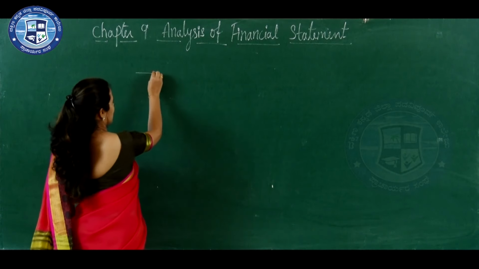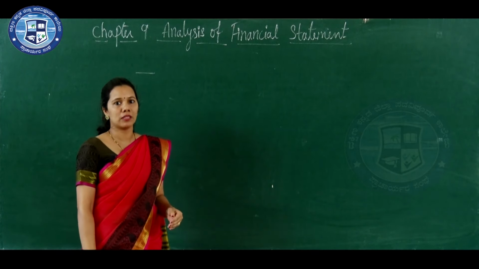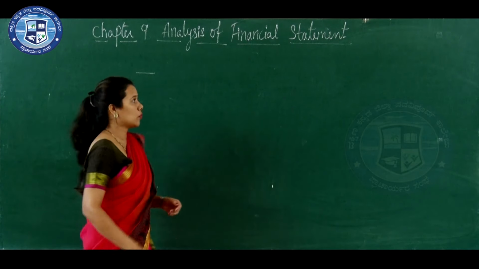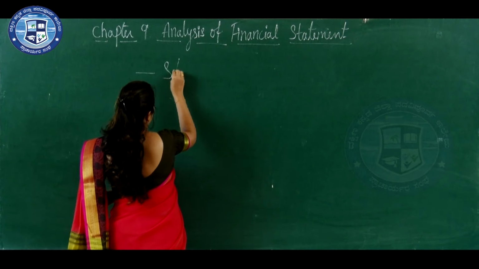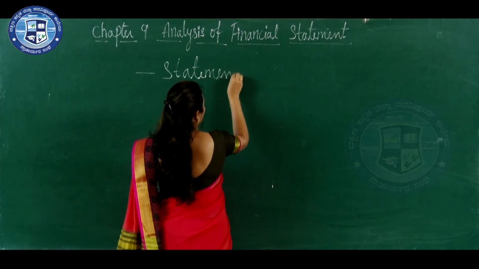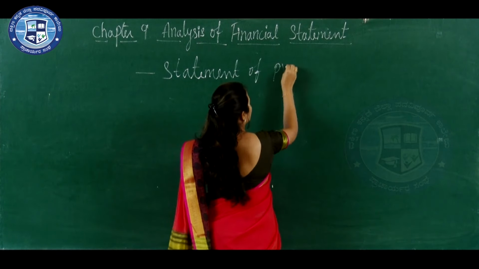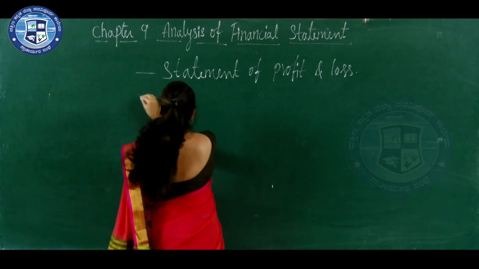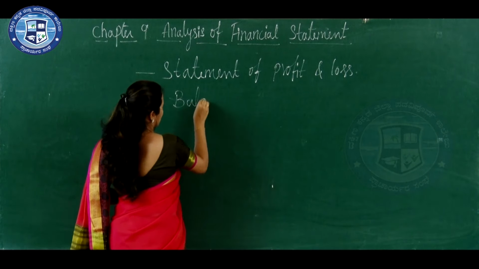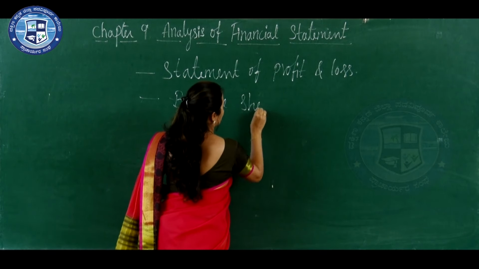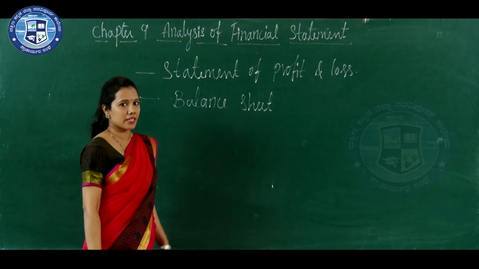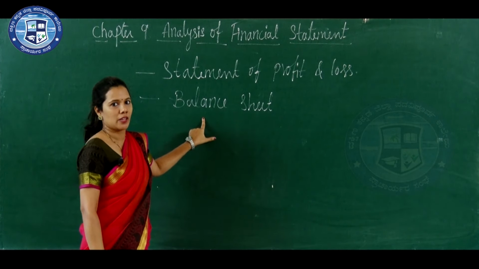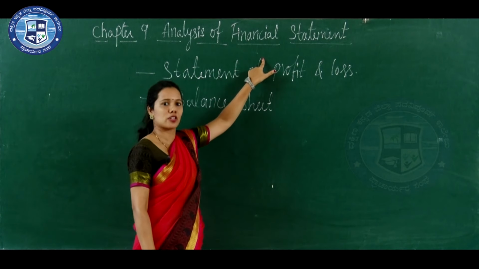So, financial statement, as you studied, is a formal and basic annual report of any business organization, which represents a statement of profit and loss and another statement called balance sheet, which represents profitability of the business and financial position of a business. So, now we will see what is analysis of financial statement.